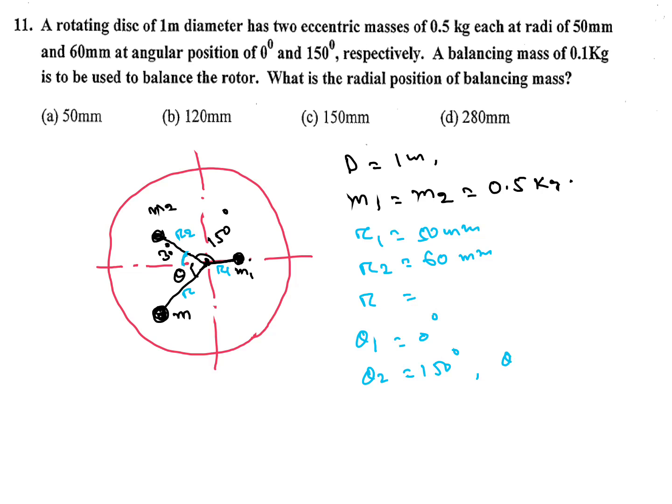Theta we don't know. What is the radial position of the balancing mass? Balancing mass M is also given, M equal to 0.1 kg. First we will do horizontal balancing, then vertical balancing. H equal to 0, then V equal to 0.